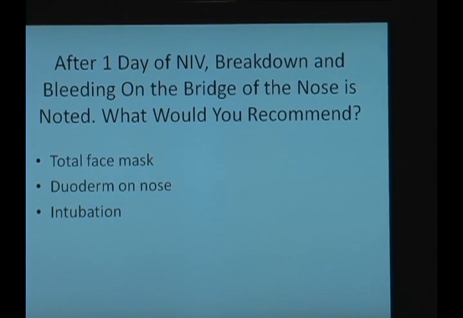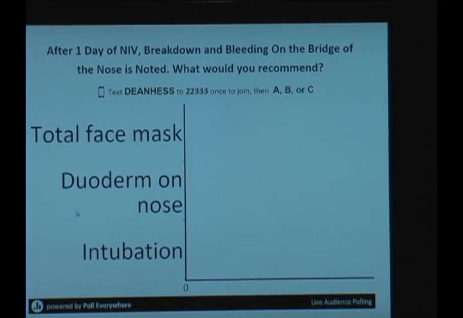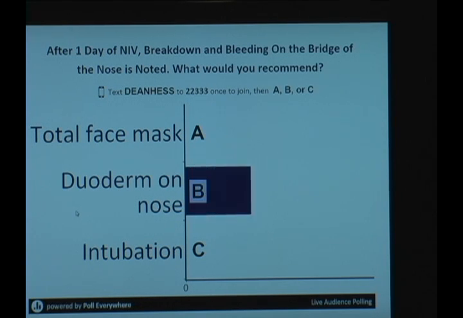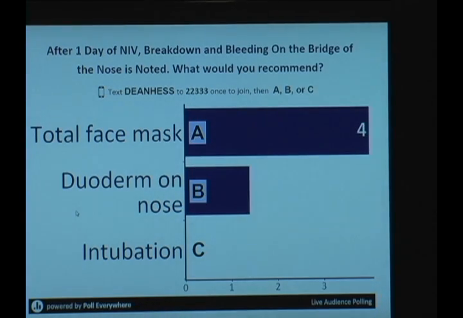So, next question. So now it's a day into non-invasive ventilation. There's breakdown and bleeding on the bridge of the nose. Of course, that never happens here, right? So now what are you going to recommend? Are you going to use a total face mask? You're going to put Duoderm on the nose, or are you going to say this is a good reason to just go ahead and intubate the patient? Okay, so how do you feel about Duoderm on the nose?